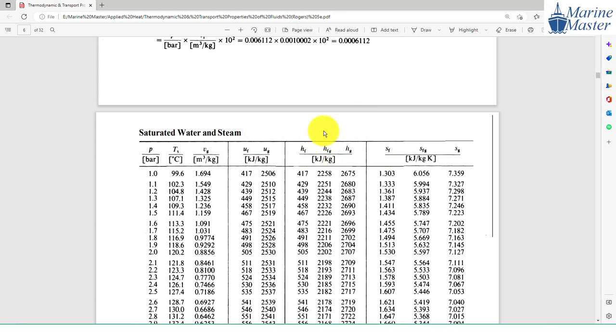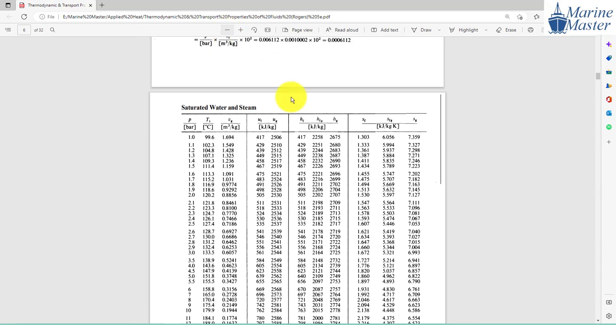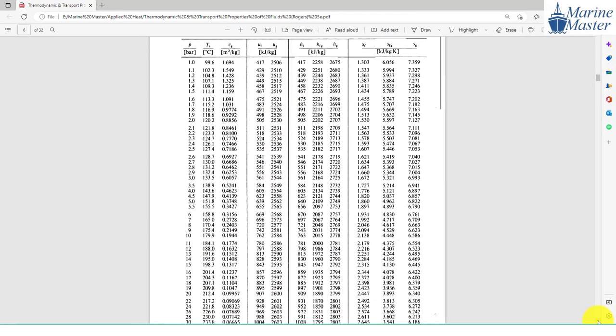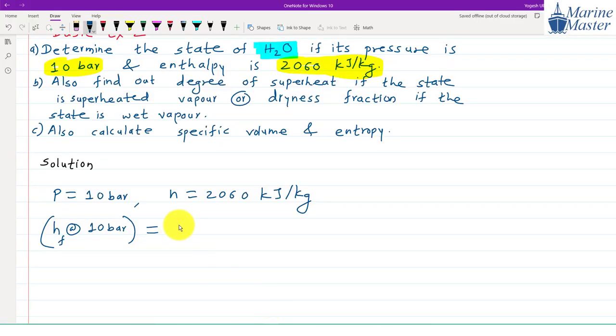Let me zoom out. So 10 bar, see this one. Here we have 10 bar and the corresponding value of HF, guys. Observe here, the corresponding value of HF. If you observe here, this is 10 bar, and the corresponding value of HF is 763 kilojoule per kg.